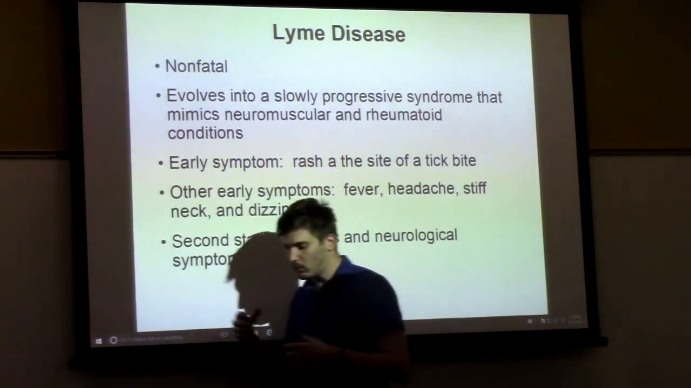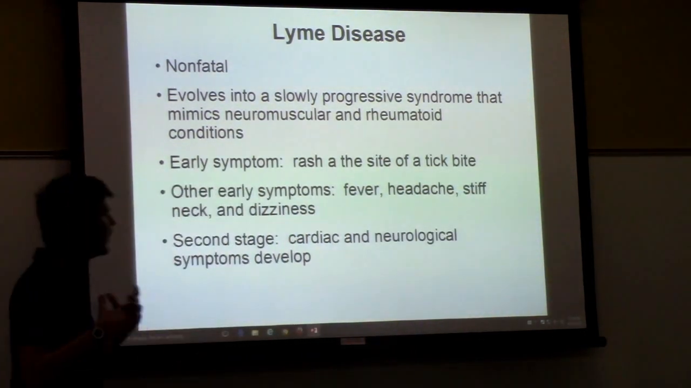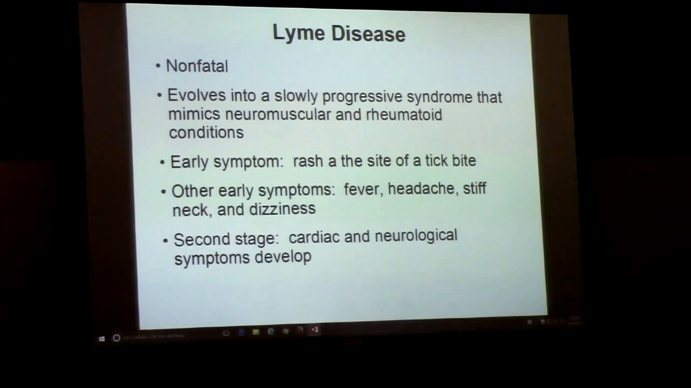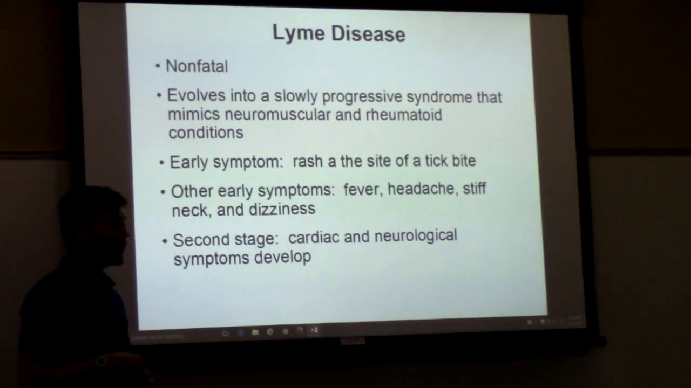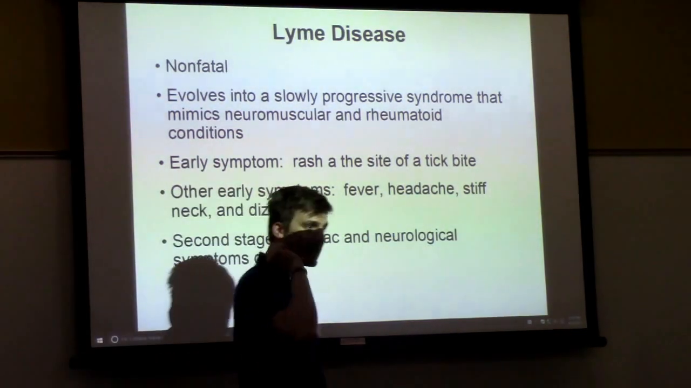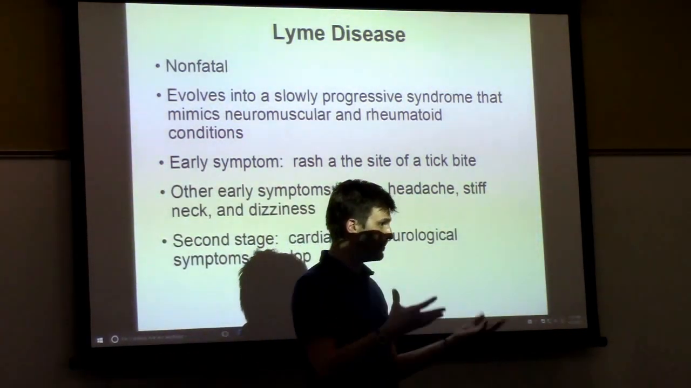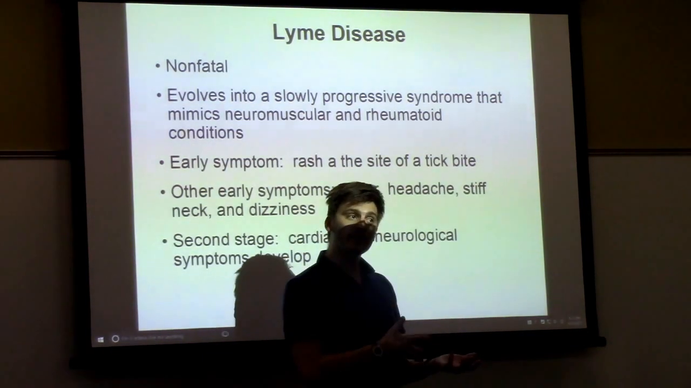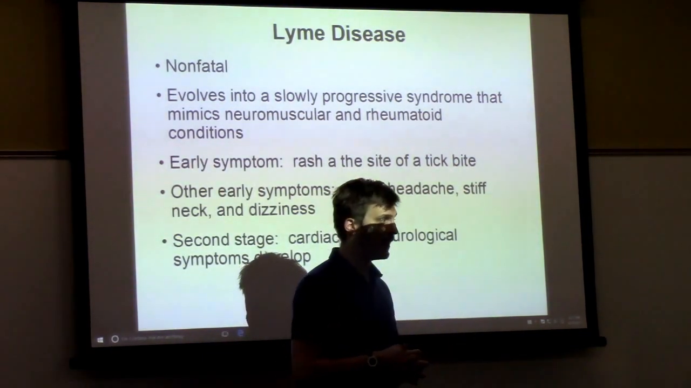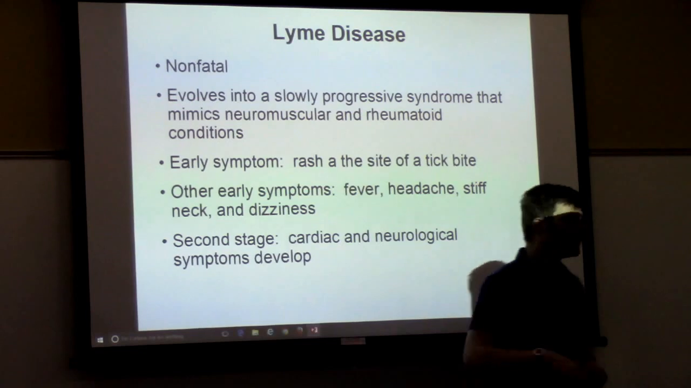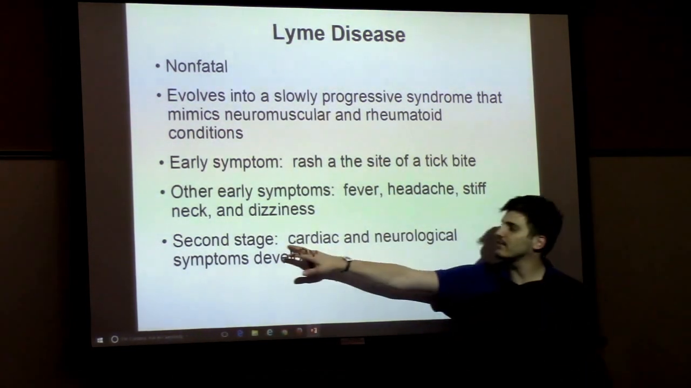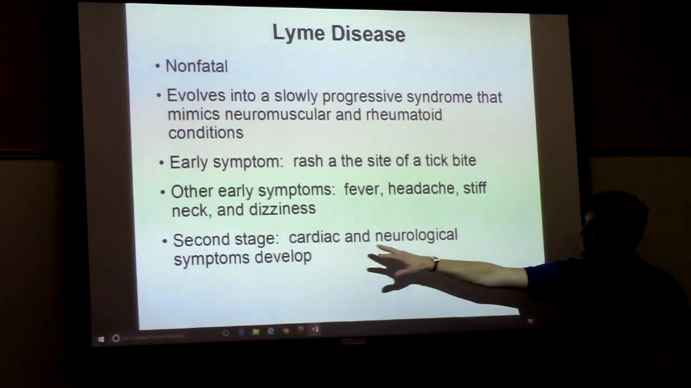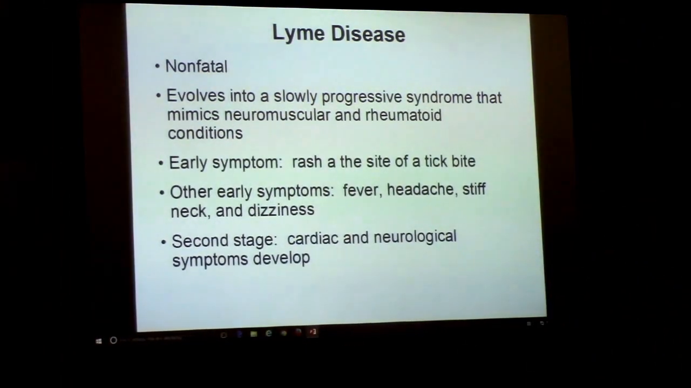So if you are in one of the areas where Lyme disease is highly prevalent, northeast, upper Midwest, you get bit by a tick, save the tick. Okay? It's relatively easy for doctors to look and say, okay, this is the Aedes tick, so it might be Borrelia. And then they can even culture the tick to see if the organism is there. Other symptoms are fever, headache, stiff neck, and dizziness. And then the second stage, this is what results in that autoimmune-like illness, cardiac and neurological issues.